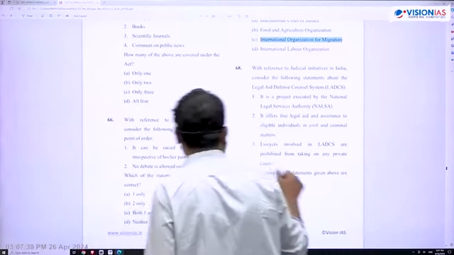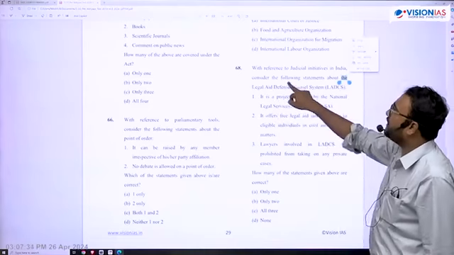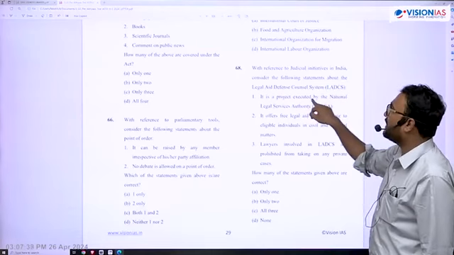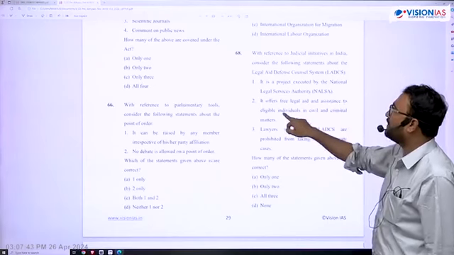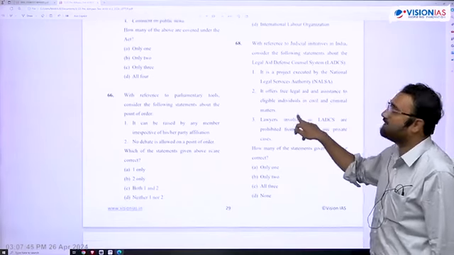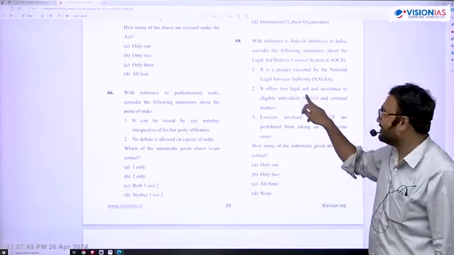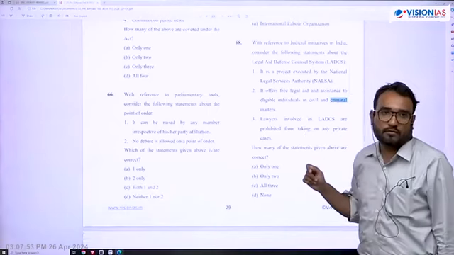This is the last question. With reference to judicial initiatives in India, consider the following statements about the Legal Aid Defense Counsel system. It is a project executed by the National Legal Service Authority. It offers free legal aid and assistance to individuals in civil and criminal cases. No, not in civil cases. So this statement is eliminated. Getting my point? Why?